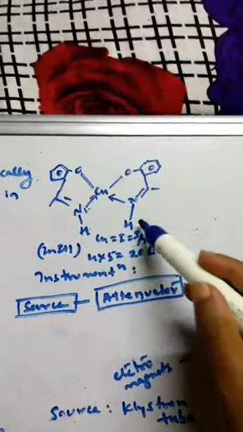And one more complex we can see here: a copper complex having a nitrogen amine group, NH. How many lines?